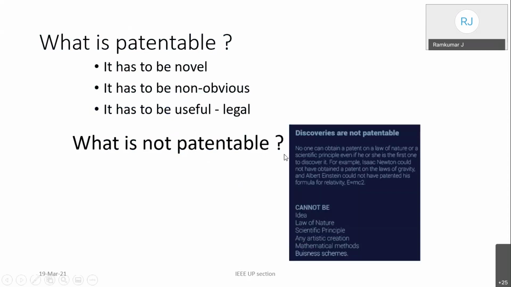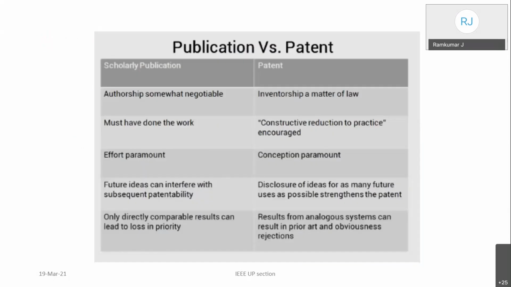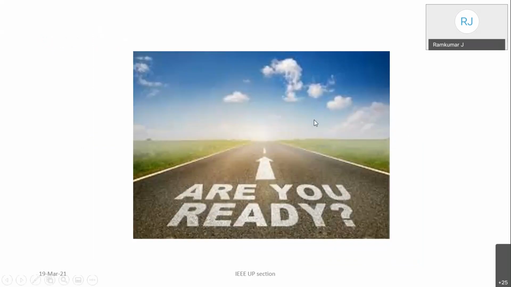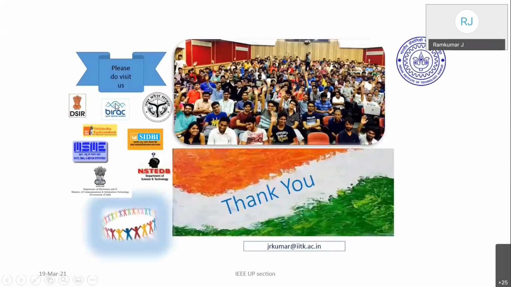What is not patentable? No one can obtain a patent on the laws of nature, scientific principles, even if he or she is the first to discover it. Ideas cannot be patented, laws of nature cannot be patented, scientific principles cannot be patented, and artistic creations cannot be patented. It is copyright. Mathematical models and business schemes cannot be patented either. This is the difference between patent and publication, which we were discussing. So now I have given a very brief nutshell about patents. If you are ready, then you can go ahead making a patent.